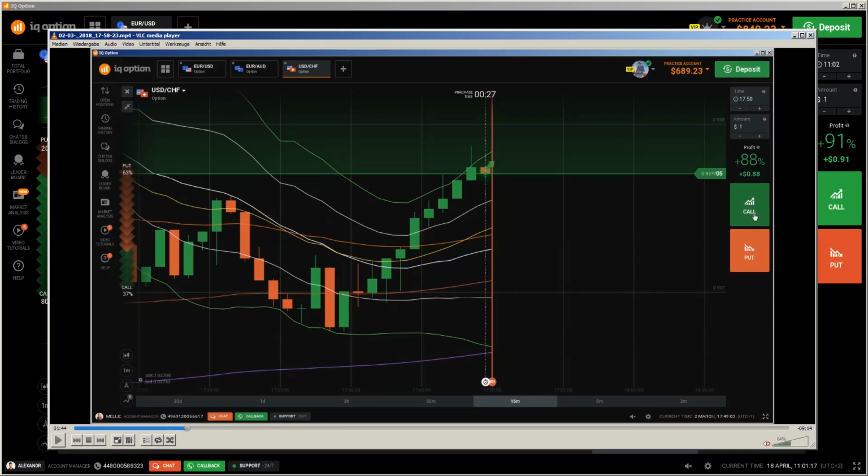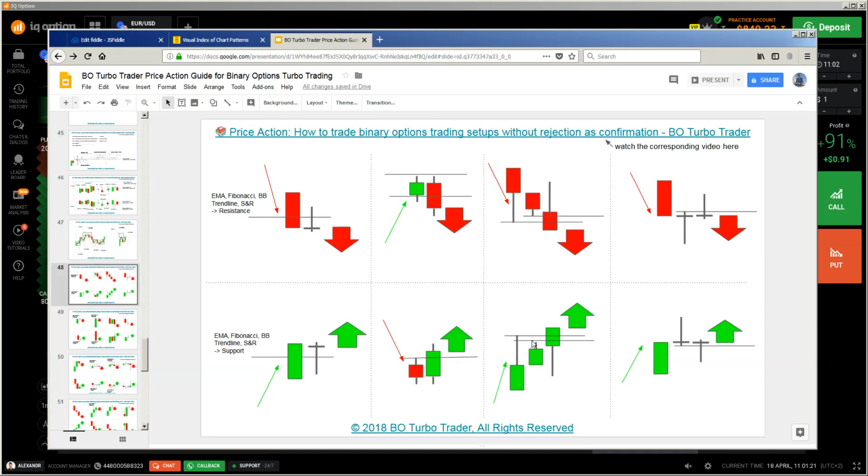So first of all, we have here this kind of areas which are support areas now, because this acted first as resistance, and then this candle broke through. This candle is showing a strong uptrend movement. This is an uptrend continuation pattern, and this was an uptrend, and these are now acting like a support level. And now I'm going to show you this here.